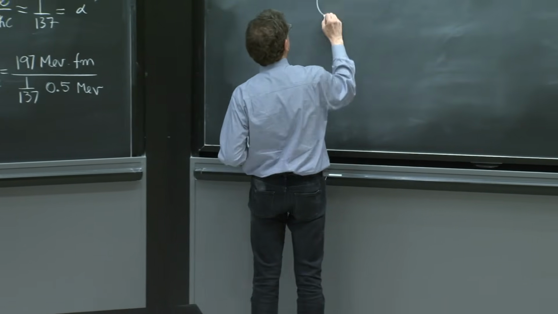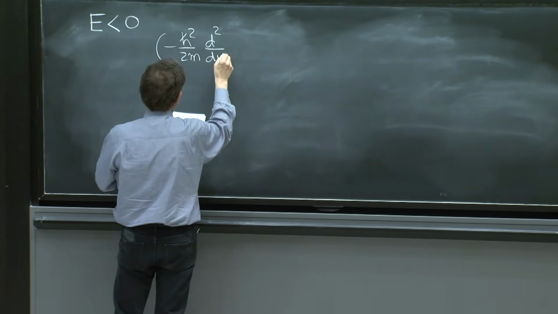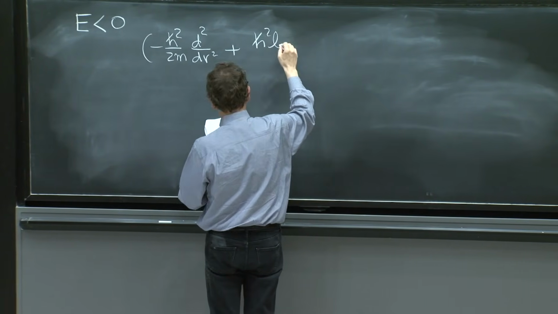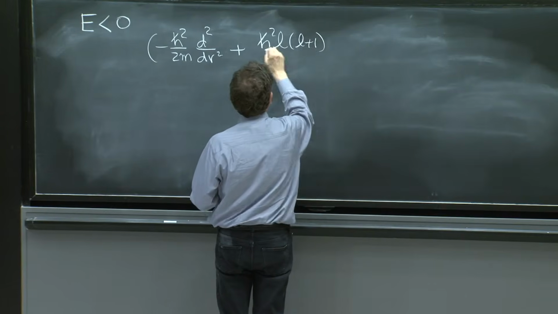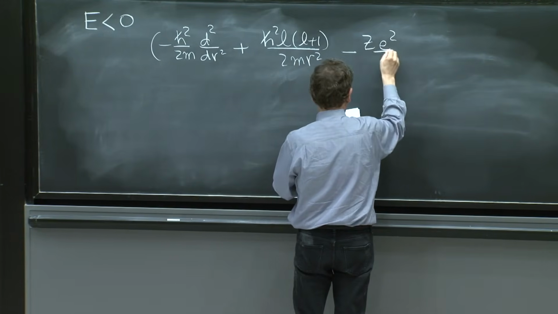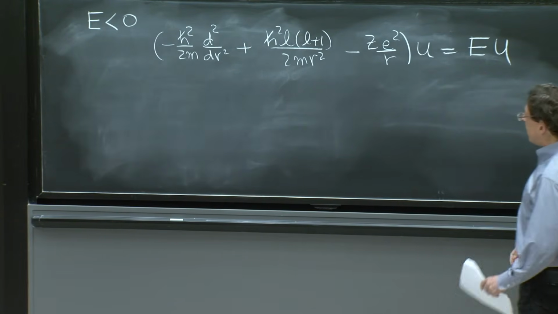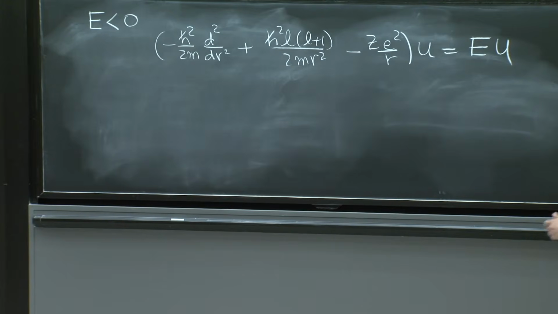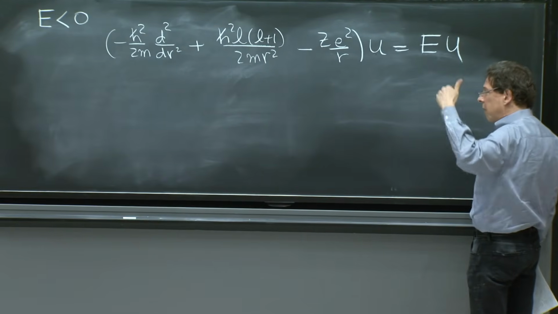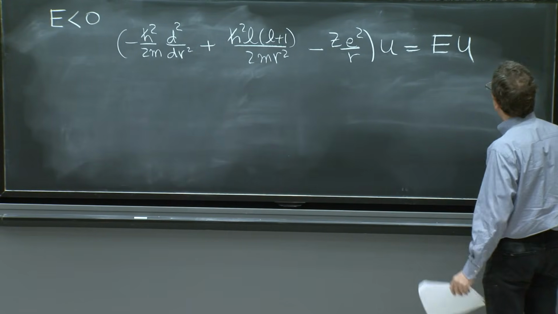Our equation is minus ħ² over 2m, the second derivative d²/dr², the radial equation, plus ħ² L times (L plus 1) over 2mr², minus Ze² over r, u is equal to E u. So this is the radial equation. Remember, it was like a Schrödinger equation for a variable u, and the wave function was u over r times a Y_lm, a spherical harmonic.